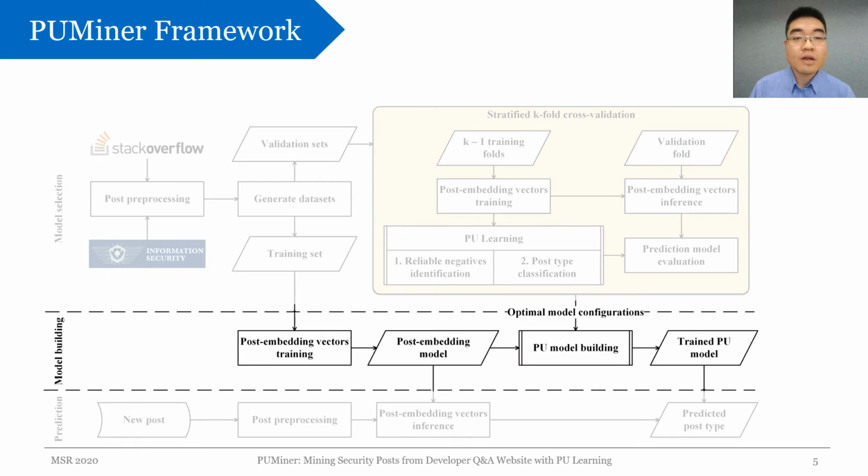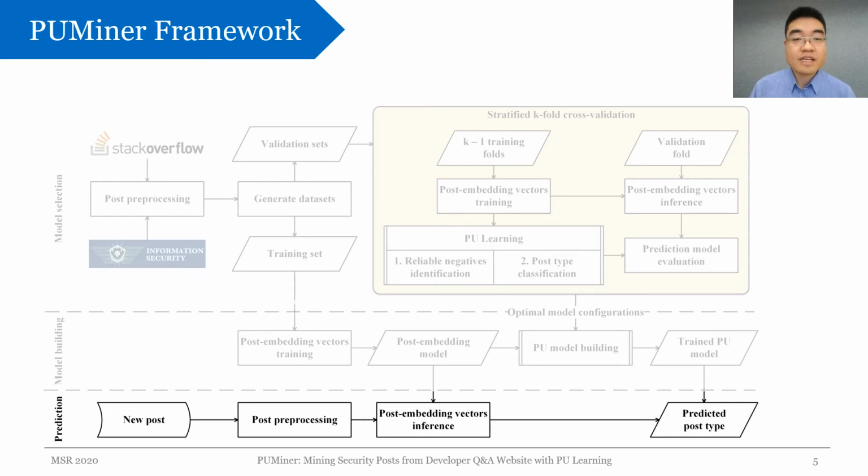Moving on to model building, we use the same two steps with the optimal configuration above to train a complete PU model. Finally, in the prediction process, we load both the feature and PU models to predict whether new posts are security related or not.